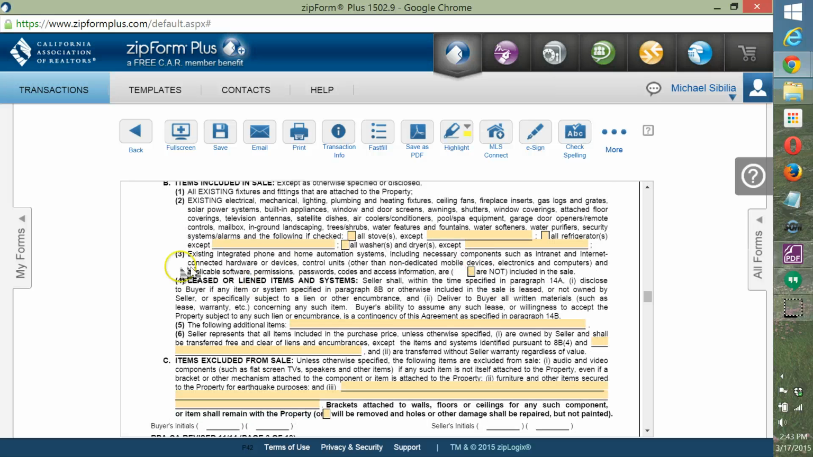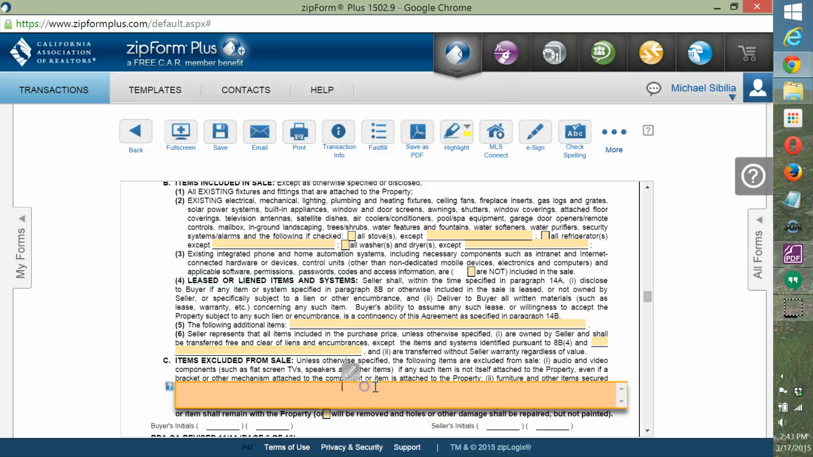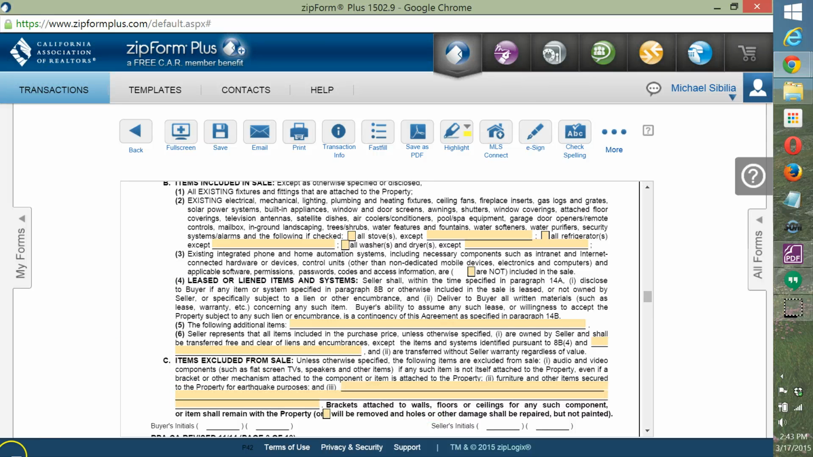Integrated phone, home automations, leased or liened items. What would be an example of something that's leased or liened? Solar is the big one. Just because they have it doesn't mean they own it. They might be leasing it, or there might be a loan against it. Items excluded from sale, that would be what you write in if the seller said you don't get the Tiffany lamp and the Tiffany chandelier. You could write it in just to make it easy.